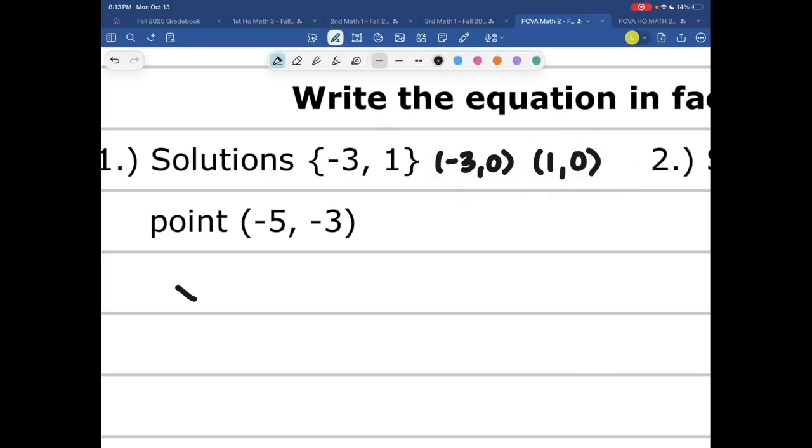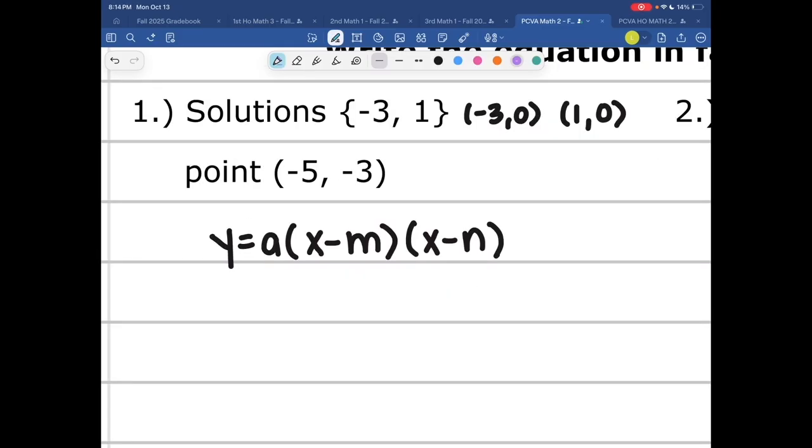So what we're going to do is just like we did before, we're going to use our factored form. So we have a times x minus m times x minus n. So I'm going to identify my information here. So remember, this is going to be an m and an n because they've listed these solutions, okay? And then my point is going to be my x and my y. So we're going to substitute that in.